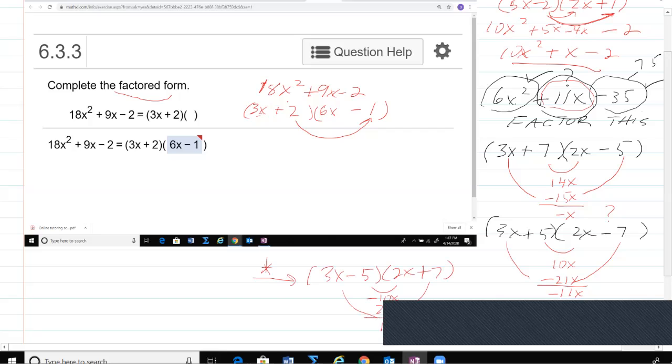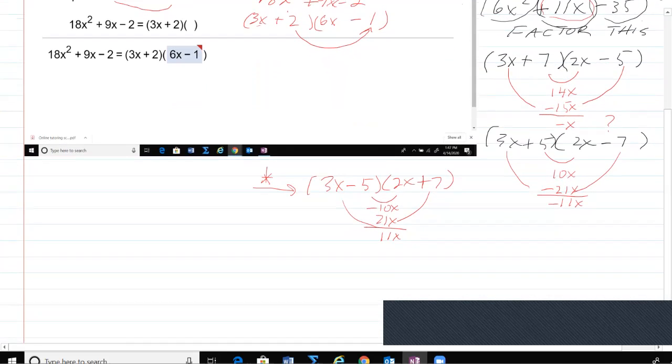Okay, now I want to show you another way to do this. Same kind of a problem. Let's try this. This is called the AC method. Okay, I'm going to try it on that same problem that I just worked so you can see how that works. So I'm starting with 6x squared plus 11x minus 35.